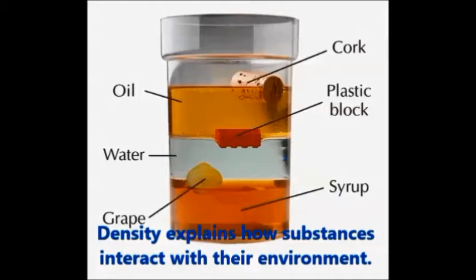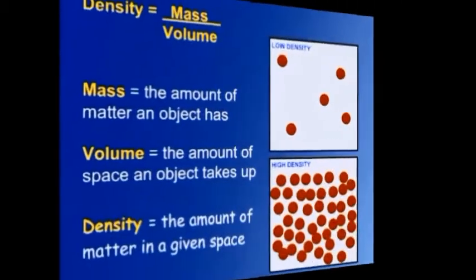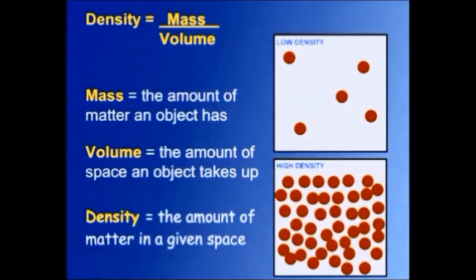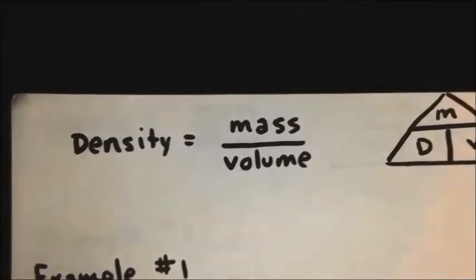with their environment. The formula for density is on the first page of your reference table, and it's equal to mass divided by volume. Mass, as we've already said, is the amount of matter that an object has. Volume is the amount of space that an object takes up, and density is the amount of matter in a given space. This is an example of a density problem.